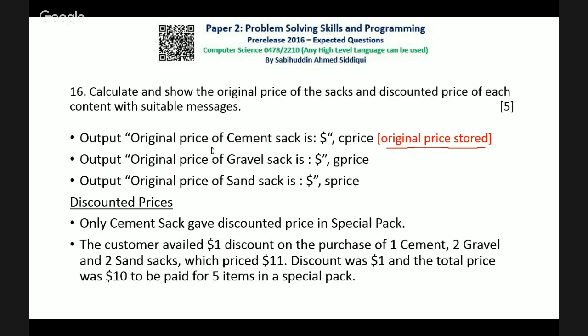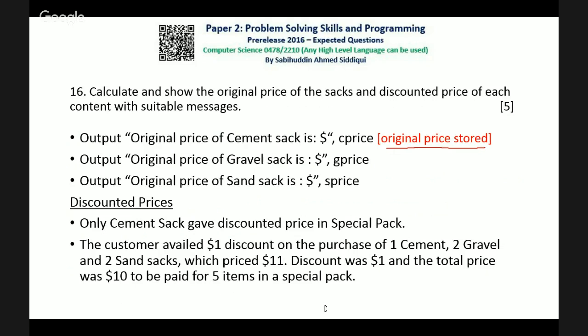So now you have to just show the output of these original prices, and then you have to write the description or tell about only the cement sack where you have found the discount. You have found discount only on cement sack where you are applying a special pack. You have availed the special pack with $1 discount. Now you can see only cement sack gave discounted price in special pack. The customer availed $1 discount on the purchase of 1 cement, 2 gravel and 2 sand sack, which priced $11. Discount was $1 and the total price was $10 to be paid for 5 items in a special pack.